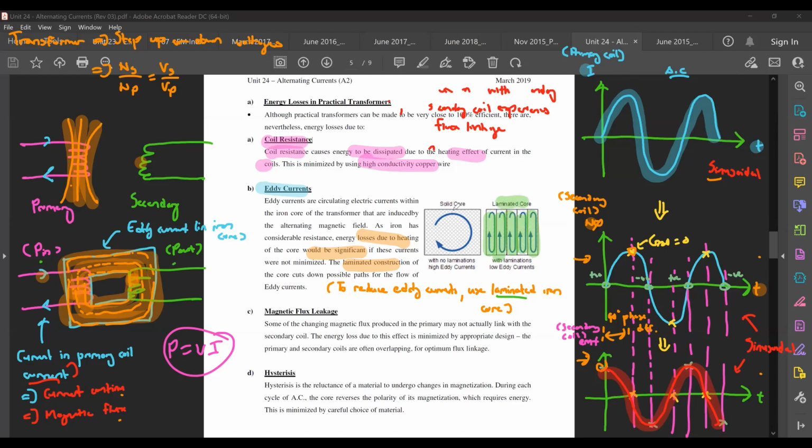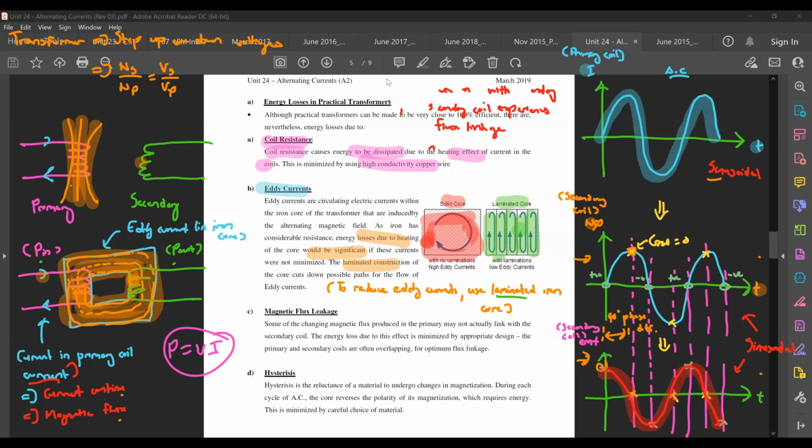If you construct it out of a solid core like this, you're going to have a large eddy current, large heat dissipation, and large energy loss. But when you have lamination, you're going to have lower eddy currents, less heat loss, therefore less energy loss. Okay, so that is the second source of power loss in your transformer.